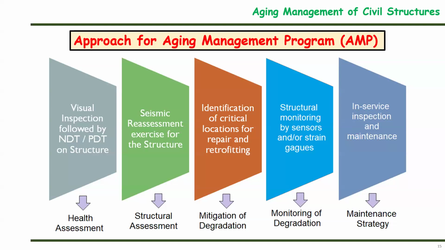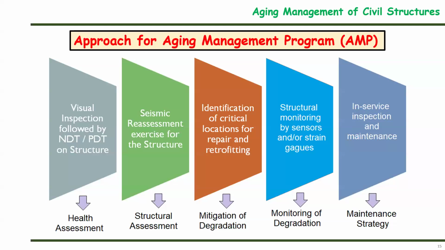Another thing may also happen, like the use or function of the structure has been changed. That may result in increased loading, so that also could be analyzed for deficiency present in the structure. The third step would be the mitigation of degradation. Once we have carried out the structural analysis, we can very well identify the critical locations, and we can identify these critical locations for what? Possible repair and retrofitting. Okay.